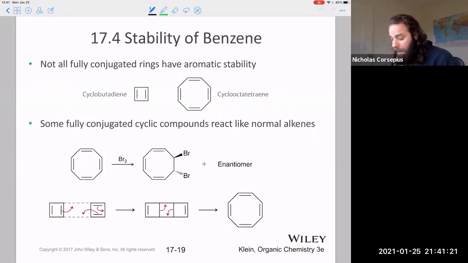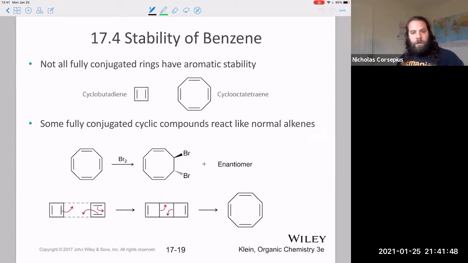Not all fully conjugated rings are aromatic, though. Not all of them have that aromatic stability. Two famous examples are cyclobutadiene and cyclooctatetraene. These are not remarkably stable at all, and they undergo reactions just like alkenes do. If you put liquid bromine in there, you would expect to see that sort of addition reaction.